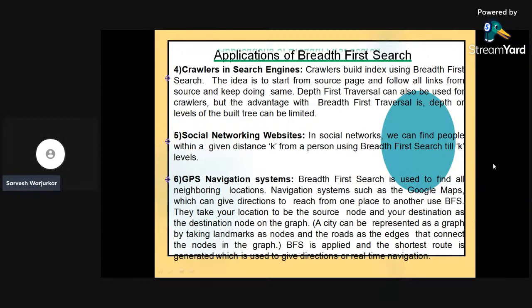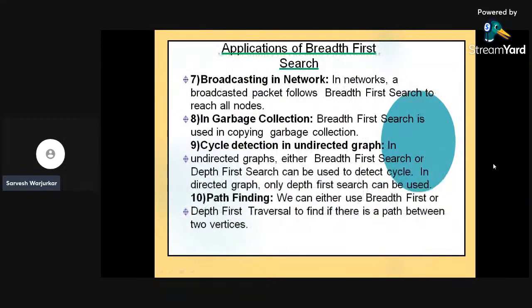In a social network, we can find the people within some distance K from a person using breadth first search till K levels. Broadcasting in a network, garbage collection, cycle detection in an undirected graph, and path finding are again applications of breadth first search.